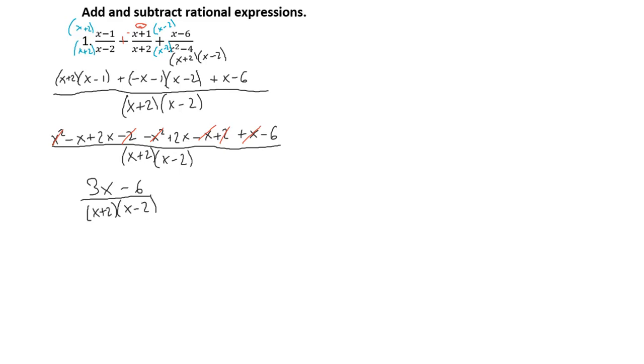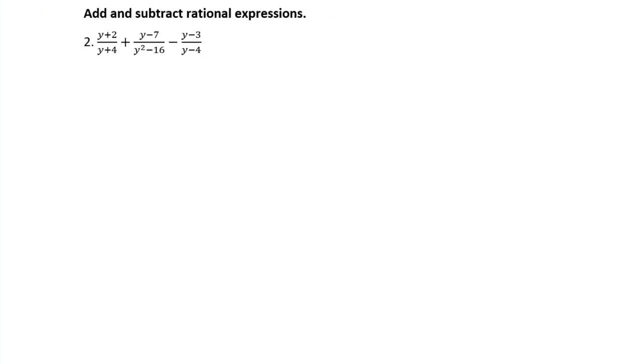The top has a common factor that can be pulled out. Factor out that 3, and you get (x - 2) over (x + 2)(x - 2). And you can see that there is a factor that's on top and bottom that can be canceled out. And that leaves us with 3 over x + 2. All right, let's look at our final example.